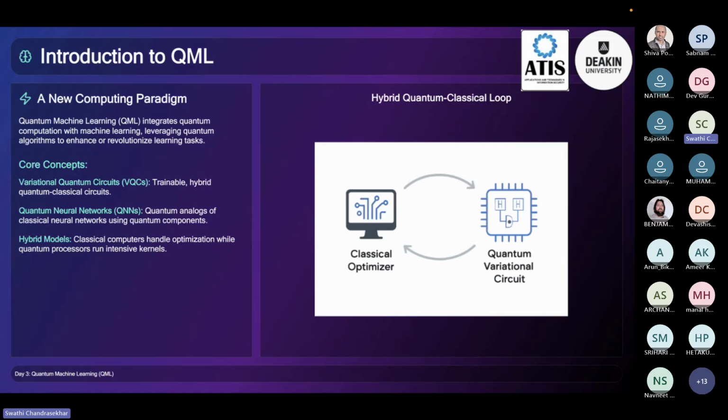And then we have hybrid models. In practice, almost everything we do today in quantum machine learning is a hybrid model. A quantum device is used for the parts where quantum physics may give an advantage, like processing high dimensional quantum states, and the classical computer does the rest, such as data handling, loss calculations, optimization, and things like that.